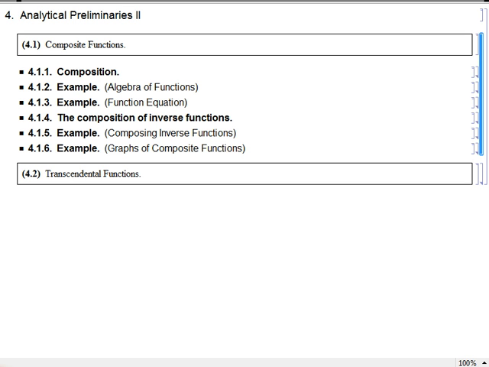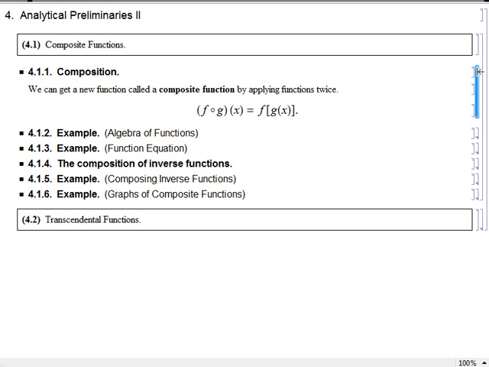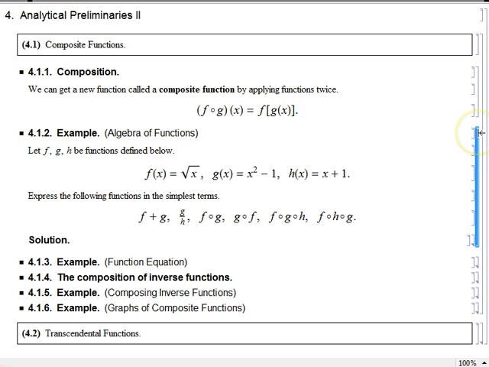We're going to key upon 2 topics actually. Composite functions first, and then probably in a separate video, transcendental functions. Let's talk about composite function. What is a composition? Applying a function twice. G first and then F. And then we use circle notation or repeated application notation. They're equivalent. Here are some examples.